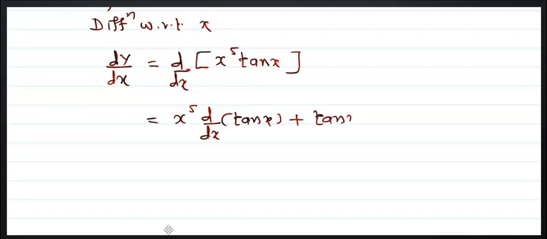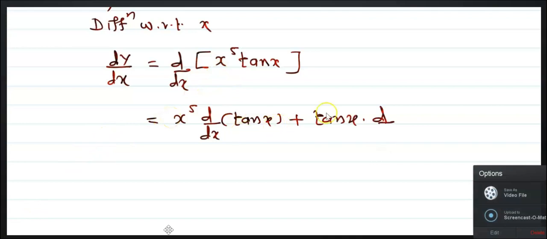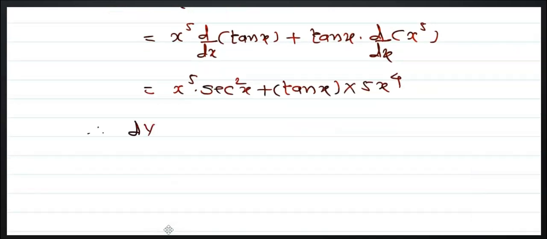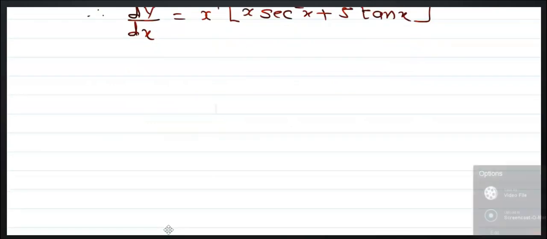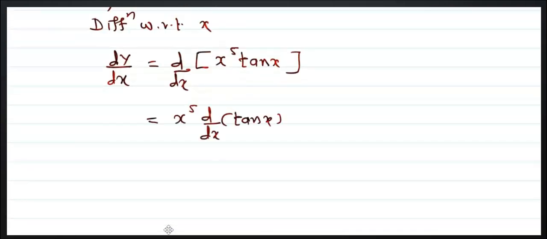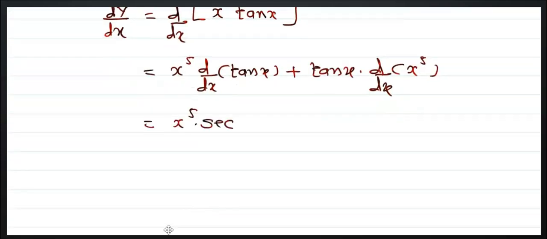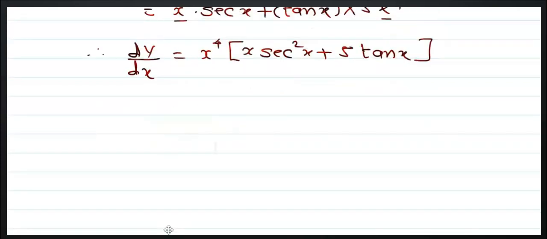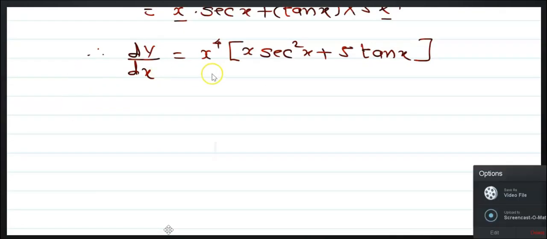Therefore, dy by dx is equal to x raised to 5 times the derivative of tan of x, plus tan of x into the derivative of x raised to 5. The derivative of tan of x is sec square x, plus tan of x into the derivative of x raised to 5, which is 5x raised to 4. That is dy by dx is equal to, x raised to 4 common. The final answer is dy by dx is equal to x raised to 4 in bracket x sec square x plus 5 tan x.